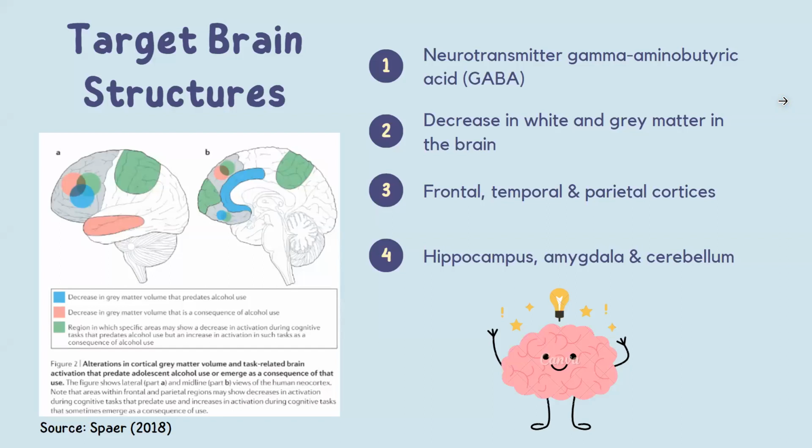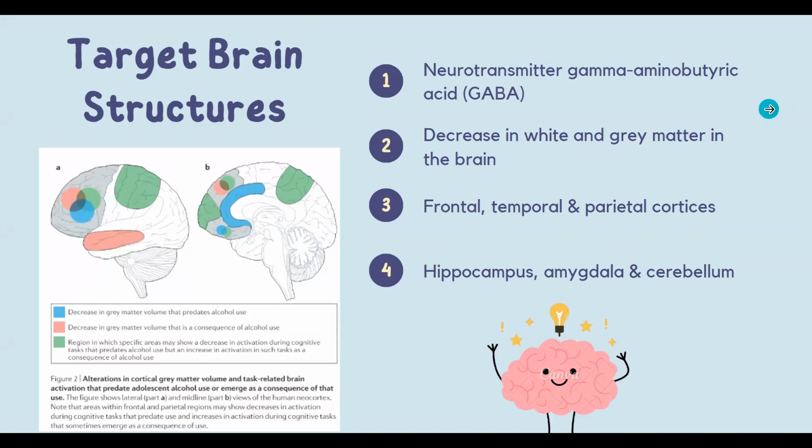Alcohol affects neurotransmitter GABA in the brain, which slows down brain activity. According to Spear, multiple studies have shown that MRIs of adolescents who subsequently drink alcohol differ from people who have not. The paper describes that gray matter volume decreases in multiple brain regions, especially in the amygdala and the frontal cortex, due to regularly binge drinking or alcohol use disorder in adolescents.